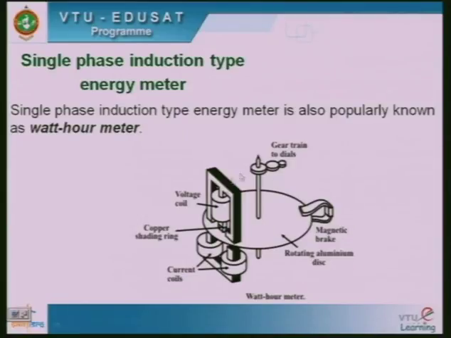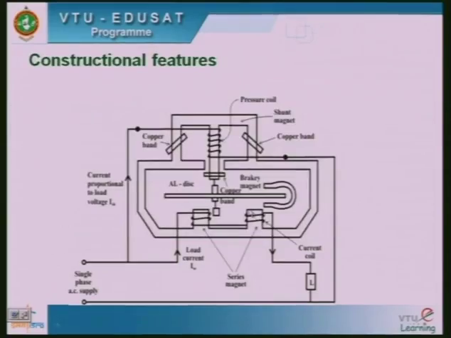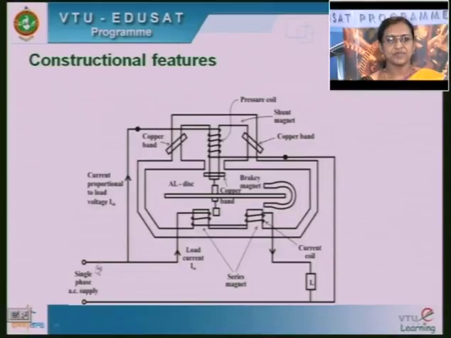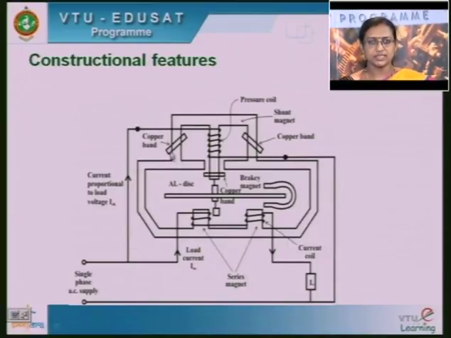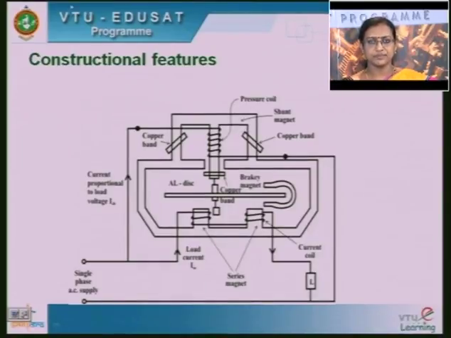Now, you see how exactly this is arranged. See here, the supply is given to this current coil and voltage coil. See here, this is the magnet. There are two magnets you are using. This is called the shunt magnet, and this U-shaped magnet you are going to call the series magnet.